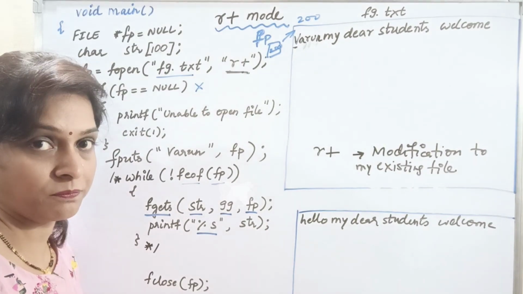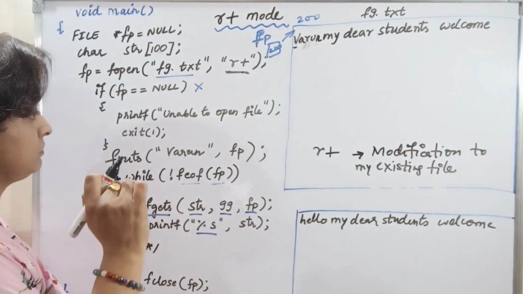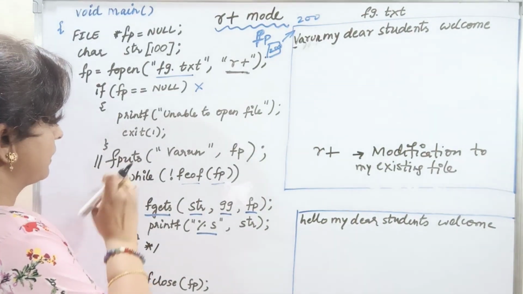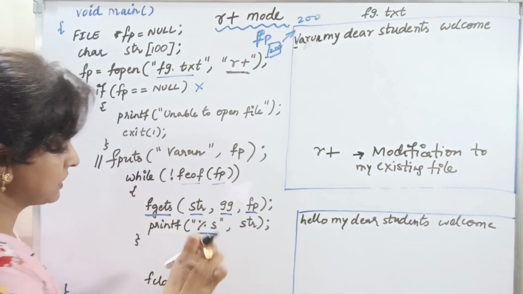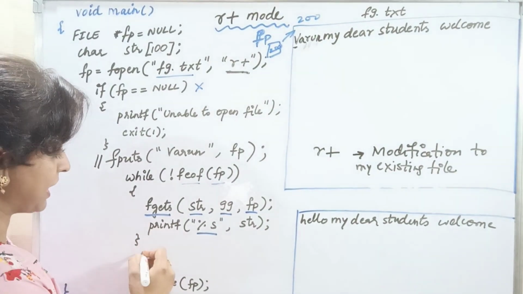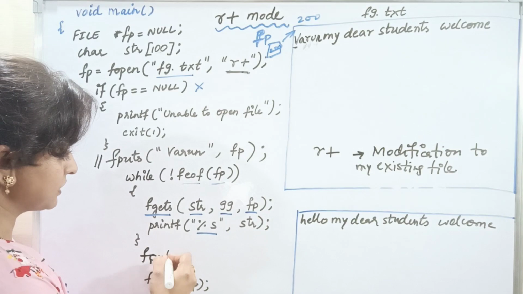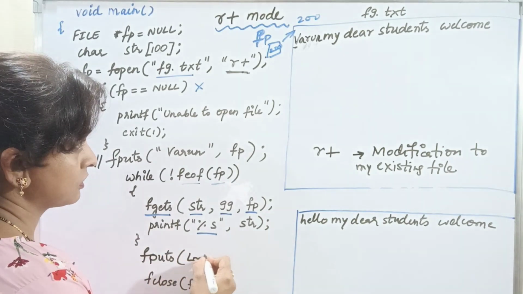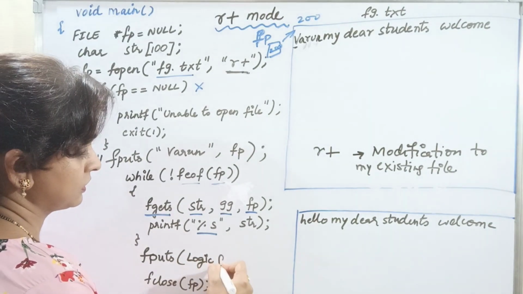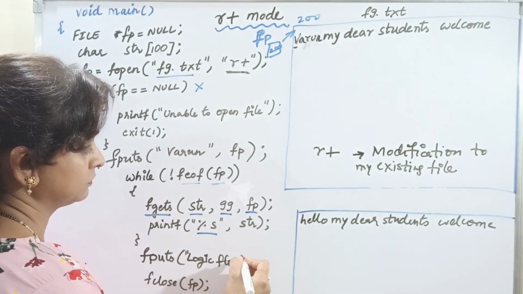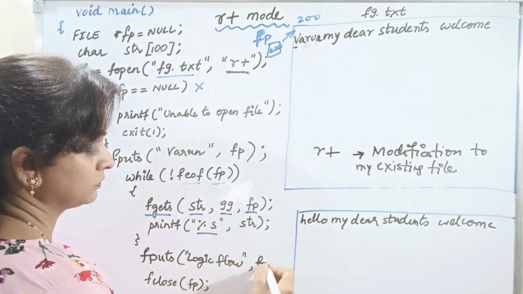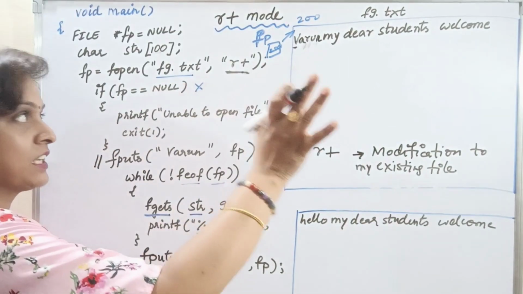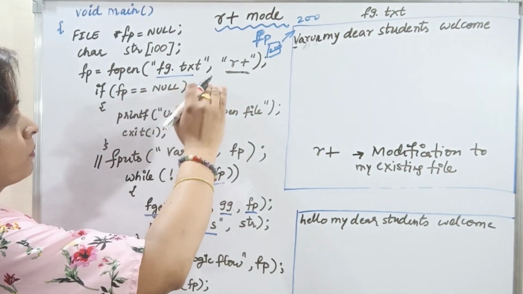Data will be overwritten. Now what I'll do is comment this. So the data has been written, then I'll remove this comment. Added to this, I'll say fputs logic flow. Just observe it. So this is being commented. The data is already written now. Now I'll execute this.